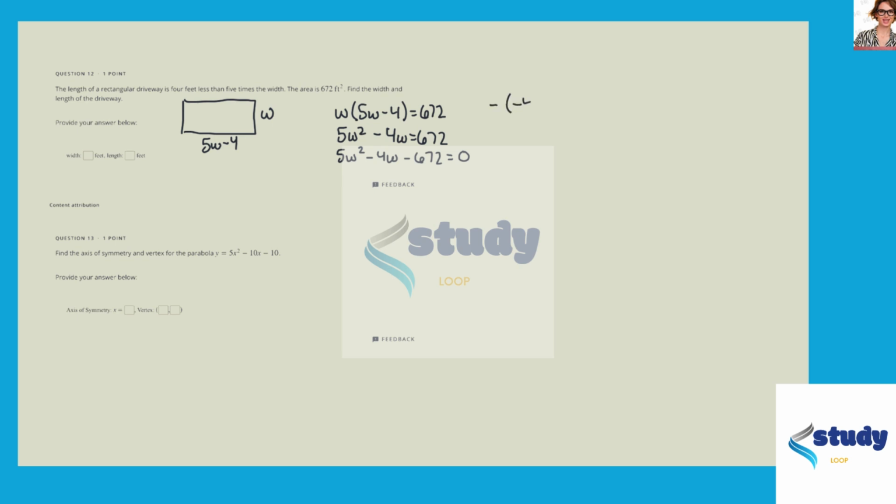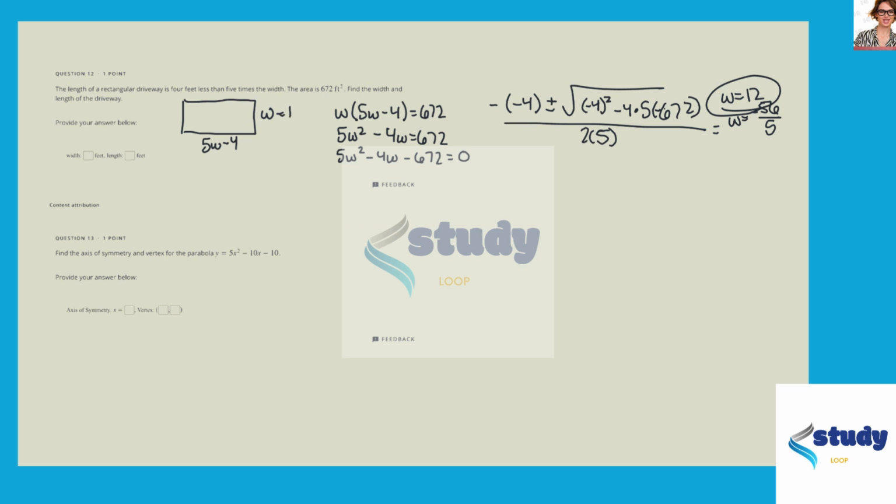So I have negative negative 4, plus or minus the square root of negative 4 squared minus 4 times 5 times negative 672, and that's all over 2 times 5. And when I solve for this, I get w equals a positive 12 or w equals negative 56 over 5. And you can't have a negative dimension. So the width equals 12, and the length is 12 times 5, which is 60, minus 4, which is 56.